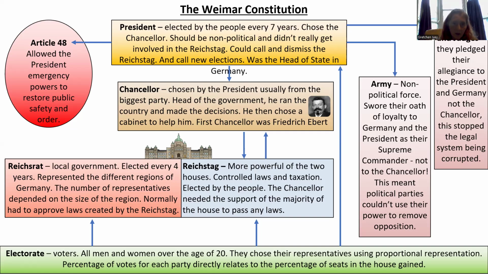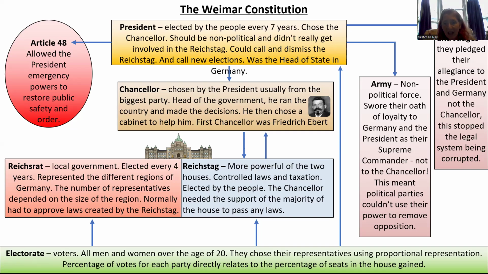Okay, so if you look down, we'll just go vertically for a second. You have the Reichsrat, local government, elected every 4 years, represented the different regions of Germany. The number of representatives depended on the size of the region. So that's how many representatives you get in parliament. Normally had to approve laws created by the Reichstag.